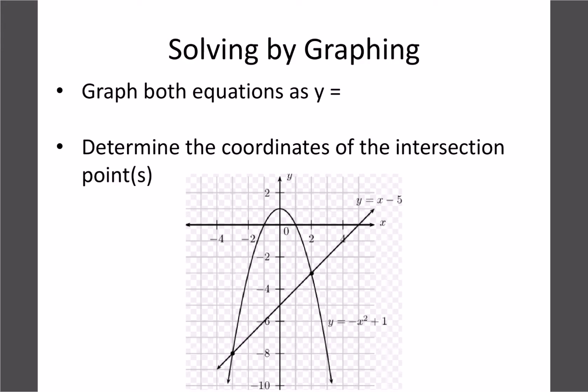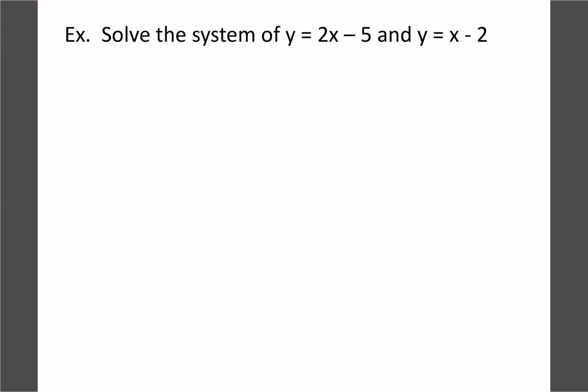So you want to make sure you have both equations as y equals. Once you graph them, you'll see in this case we've got our two graphs, our quadratic and our linear. We can see that they cross at 2, -3, and our second one crosses at -3, -8. So those would be our solutions, and you just write them as a coordinate just like that.